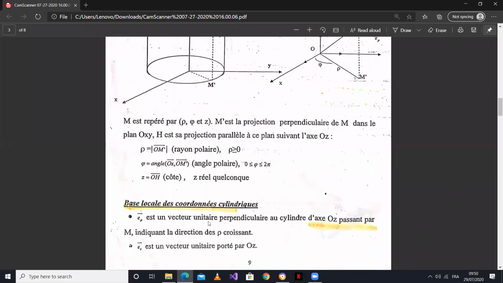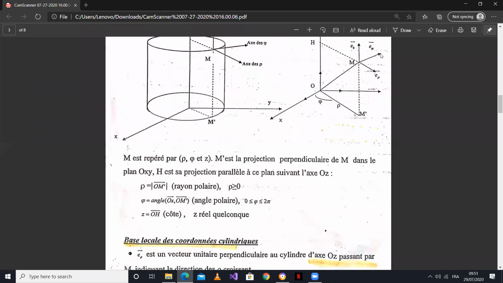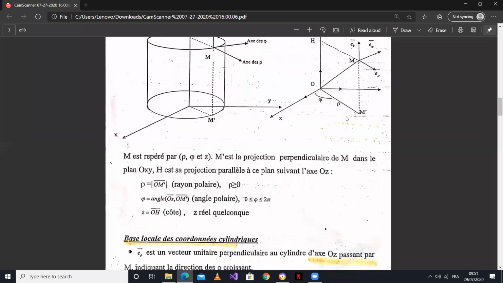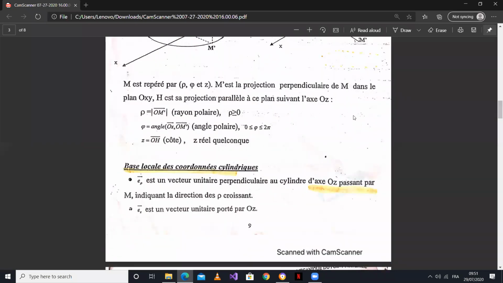E rho est un vecteur unitaire perpendiculaire au cylindre d'axe OZ, passant par M, indiquant la direction de rho croissante. This part here, indiquant la direction de rho croissante. E rho is in the direction of rho. So E rho tells us in which direction rho is, and they're telling us that E rho is perpendicular to this axis, the EK is perpendicular to it there. As I told you, these base vectors are all orthogonal. They are at 90 degrees to each other.